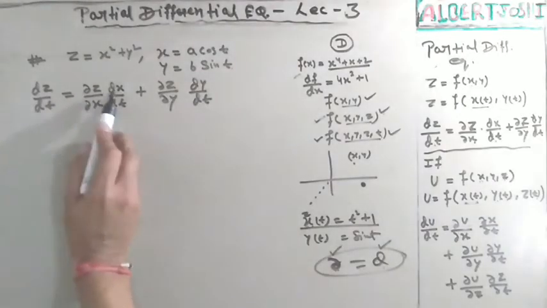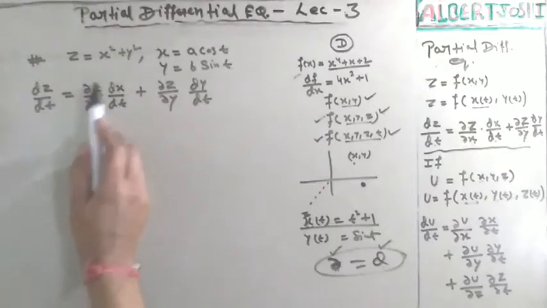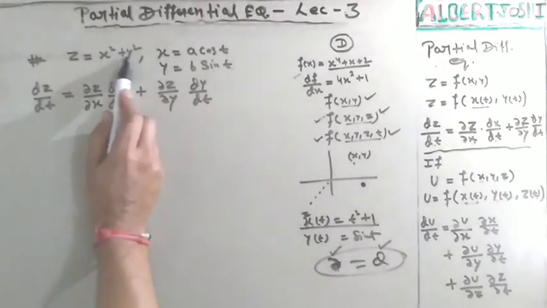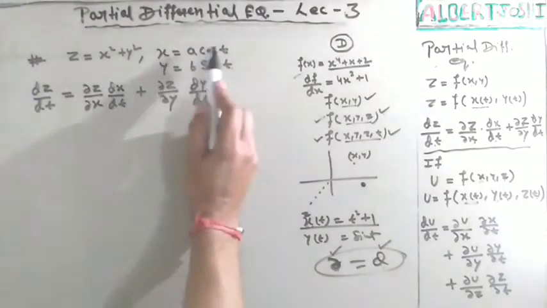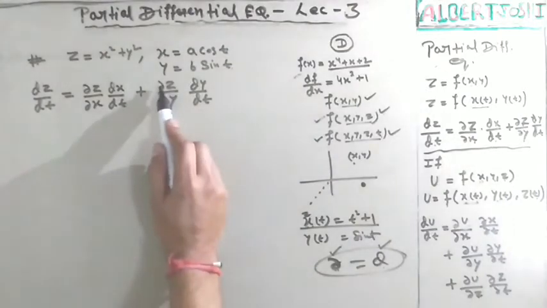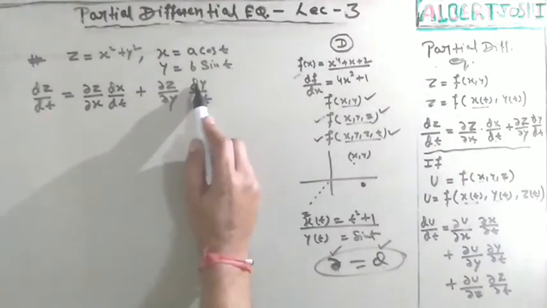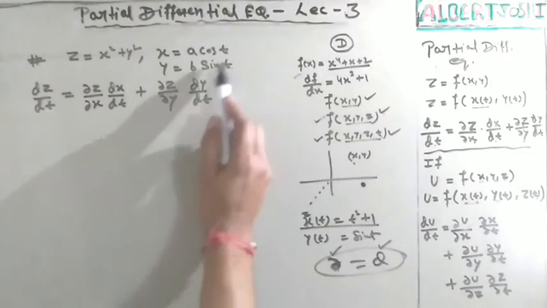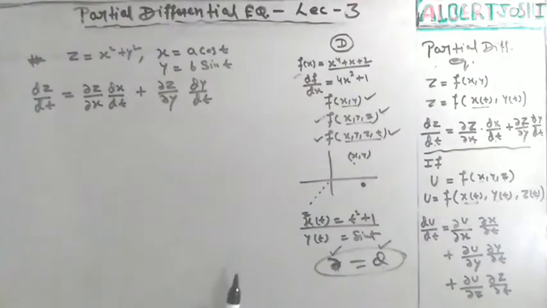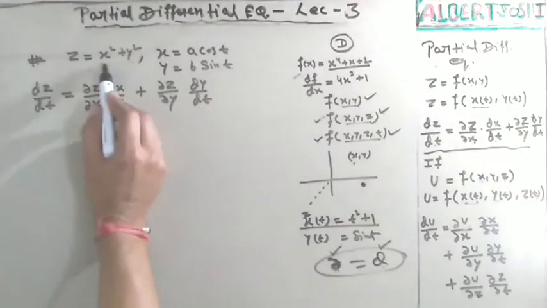Why are we using this symbol and this symbol? Because this z is taking more than one variable. Why are we using this d? Because this function is taking a single variable. We are using this d because z, the function, has more than one variable. And we are using this d because this y, that is the function, has a single variable, and that is t. Now you will differentiate this function with respect to x at first.